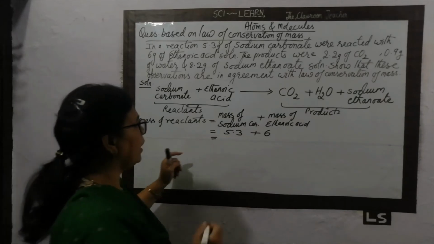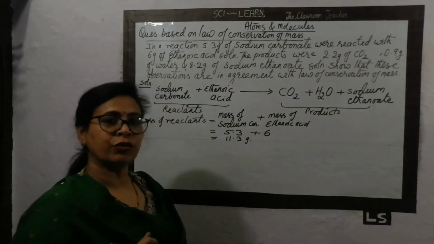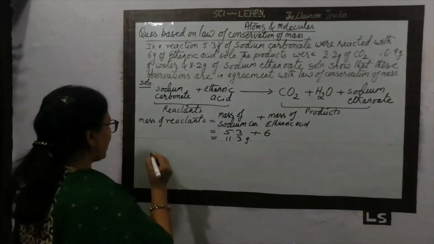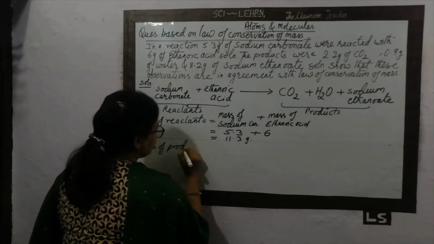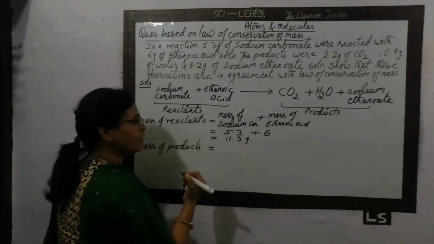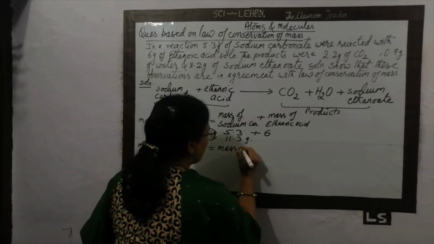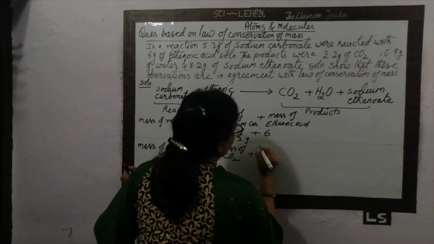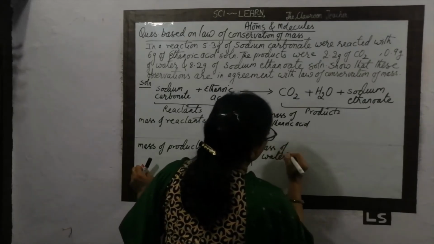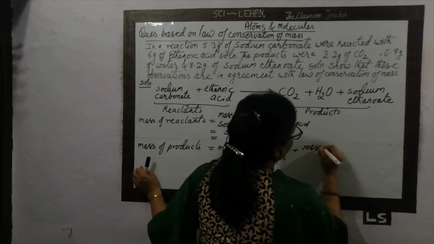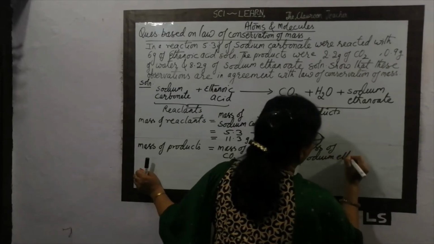Now calculate it. 6 plus 5 is 11, and 0.3. This is 11.3 gram. What is the mass of reactants? 11.3 gram. Now we have to find the mass of products. Whatever substances are present in the products, here we have to consider the mass of carbon dioxide, then the mass of water, then the mass of sodium ethanoate.